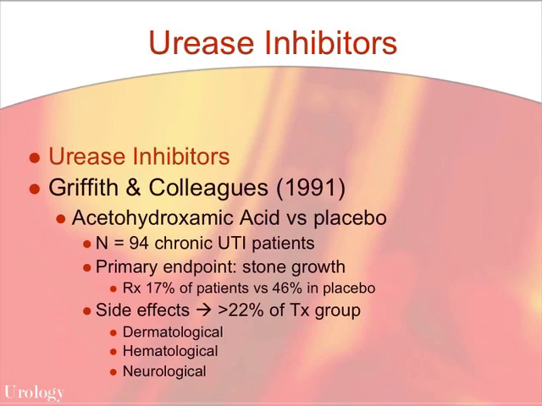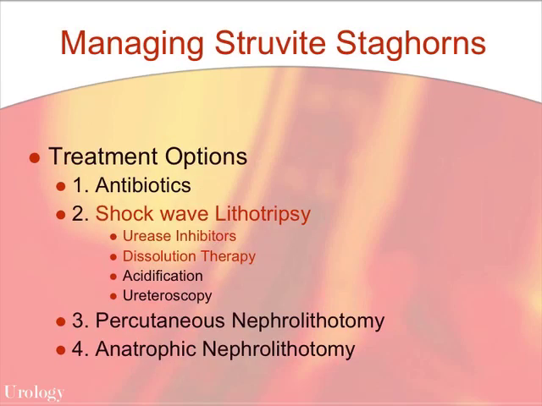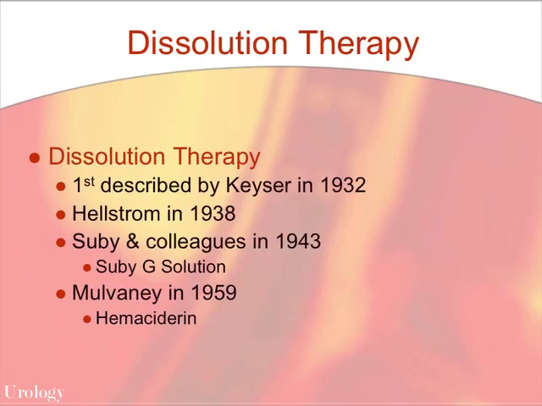22% of this study population had side effects, and they're typically dermatological, hematological, or neurological in effect. Next is dissolution therapy, and it was first described in 1932. By 1938, Hellstrom used boric acid and permanganate. I suspect it was probably a resident that they first tried it on, but I'm just speculating.